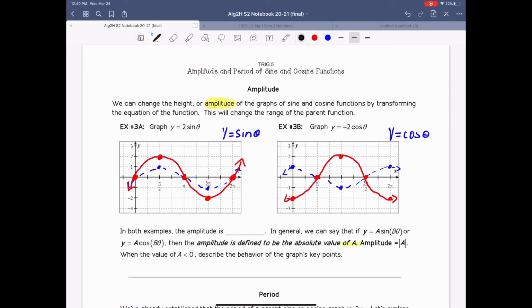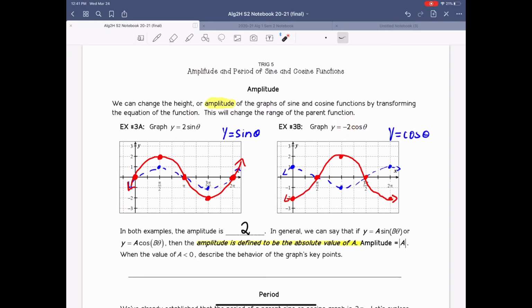Now, something to note about both of these graphs. In both examples, the amplitude is 2. In general, we can say that if y equals a sine of b theta, or y equals a cosine of b theta, then the amplitude is defined to be the absolute value of a. So I'm going to highlight that. The amplitude is the absolute value of a. So if I look at both of these functions here, I have y equals 2 sine of theta. The absolute value of 2 is 2, so that means the amplitude is 2. Similarly, we have negative 2 cosine of theta. The absolute value of negative 2 is positive 2, so once again, the amplitude is 2.